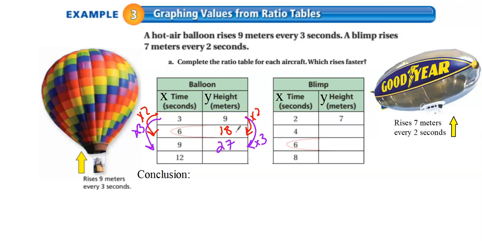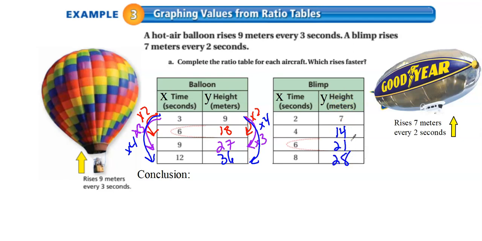And then the last one is going to be 3 times 4. There's the times 4, and I get 12. So I need to go times 4 to fill out the height. 9 times 4 is 36. So basically you can see this column is skip counting by 3s, and this is skip counting by 9s. So maybe for this table, I can use that same idea. If I skip count by 2s in the time, this has to skip count by 7. So it's 7, 14, 21, and 28.